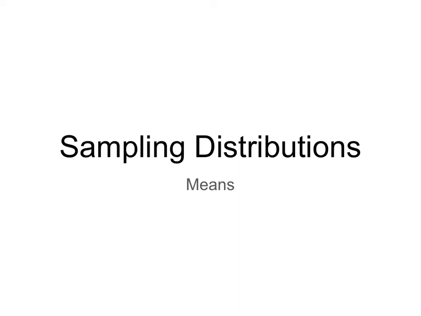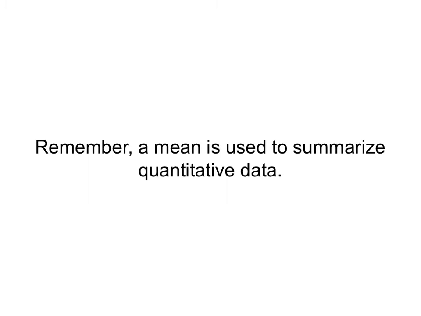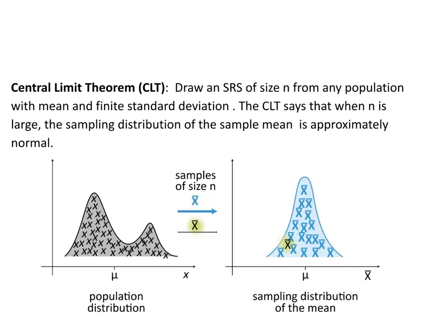In this lesson, we're going to explore sampling distributions for means. Remember, a mean is used to summarize quantitative data, not categorical. I'm going to recap the central limit theorem that was beautifully explained by the AP Stat Guy.